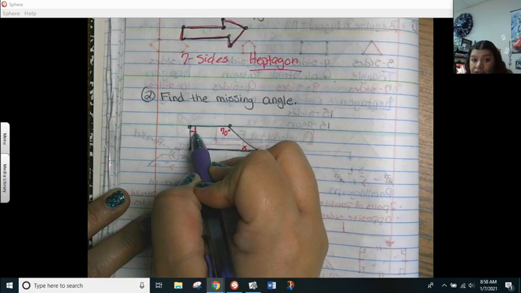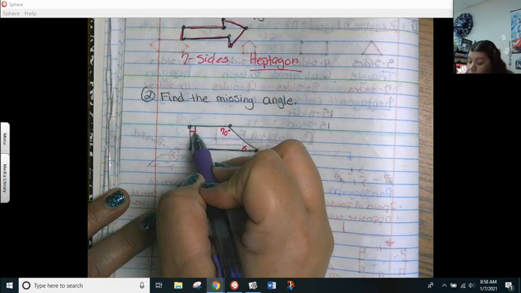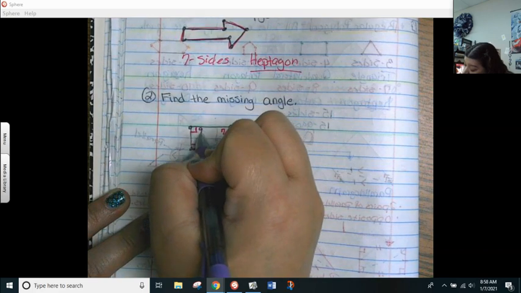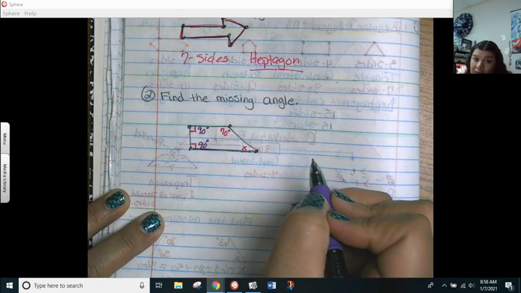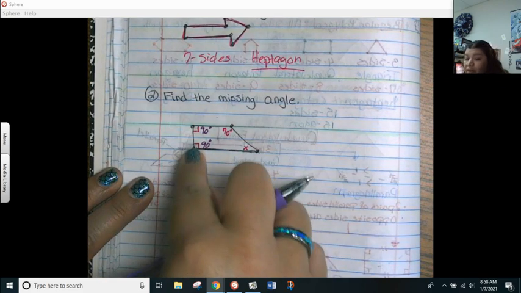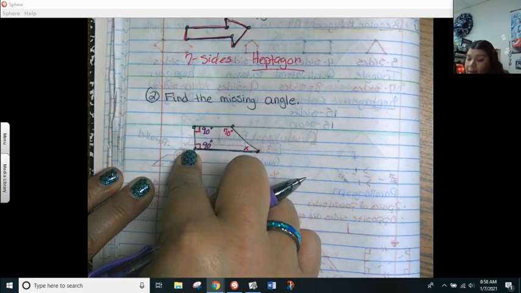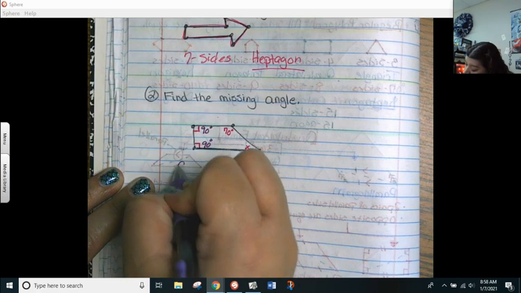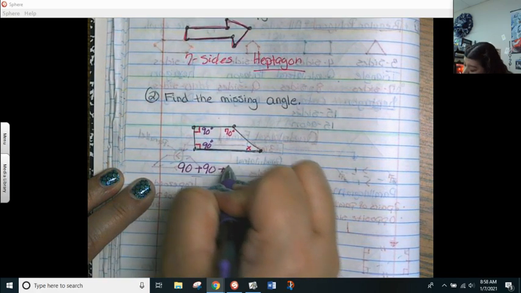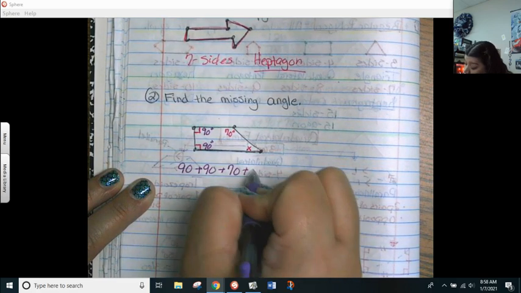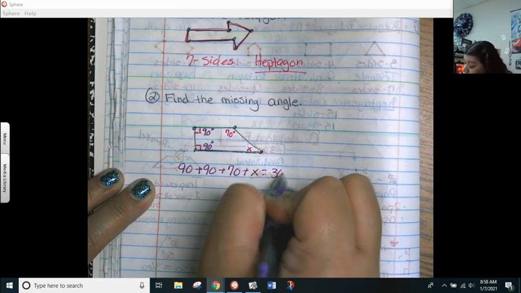What are these? Did you get those? Don't forget those. That square means 90 degrees. Don't forget that. A lot of people tend to forget those, and we love to put those on tests, okay? So I need to go and do 90 plus 90 plus 70 plus some number is going to get me 360.